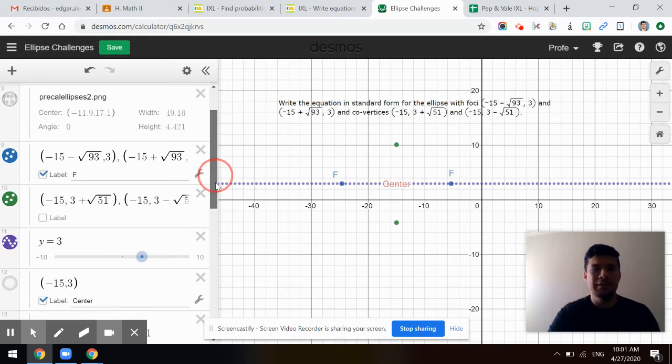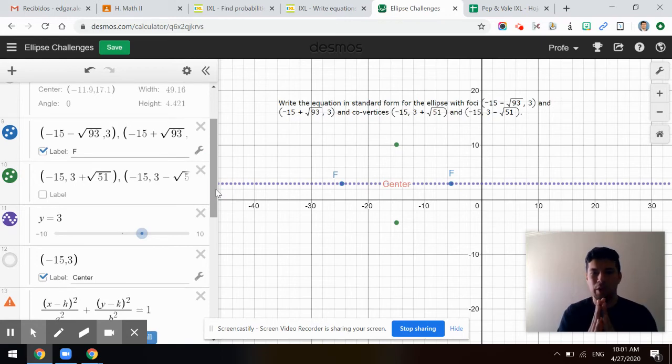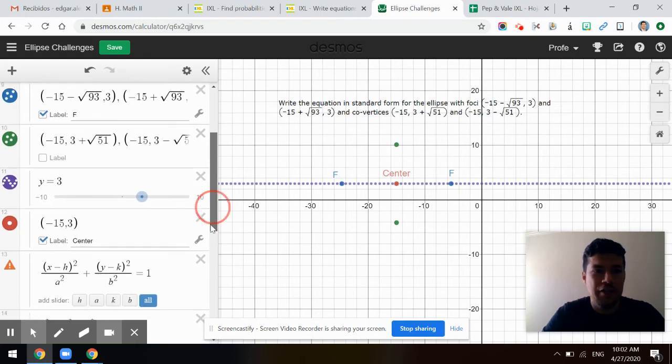The next thing is if I look directly in between the foci, I should find the center. So I label the center, and the center is at -15, 3. All right, so there we go. That helps me with h and k.